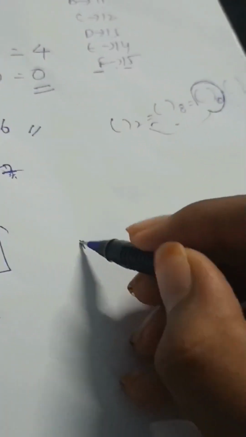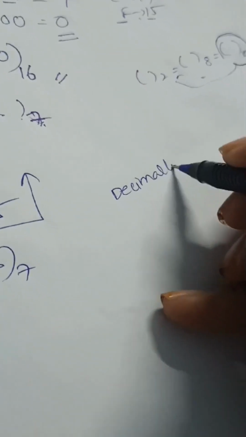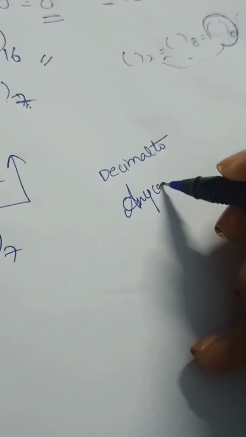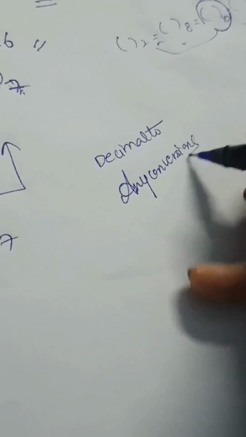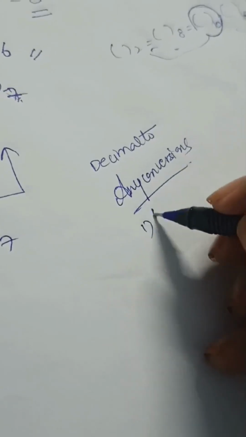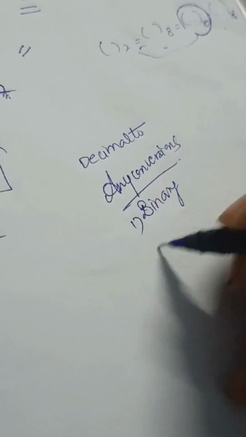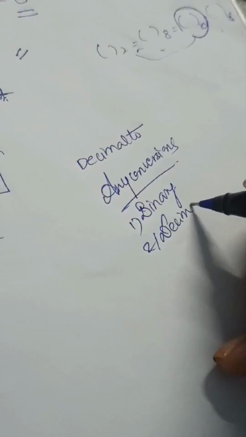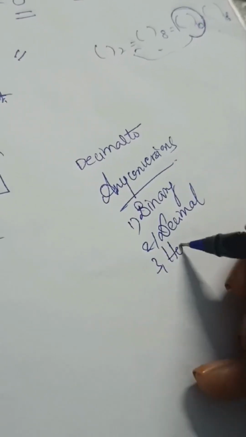This is how we convert decimal into any base, like binary, octal, hexadecimal.